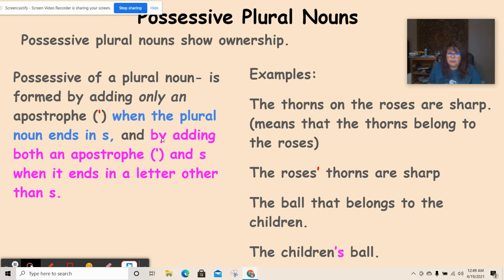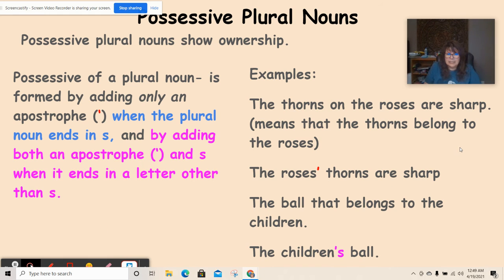However, if the plural is irregular and doesn't end with an S, we have to add apostrophe S, just like if it was a singular. Okay, by adding both an apostrophe and an S when it ends in a letter other than S. So if it's irregular, basically.